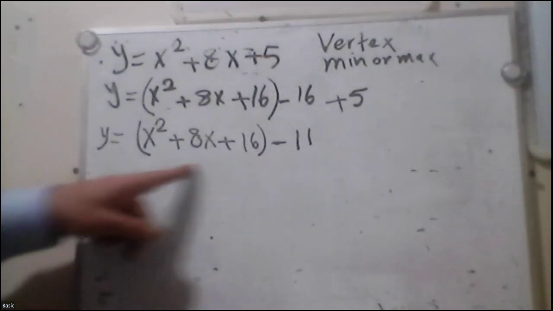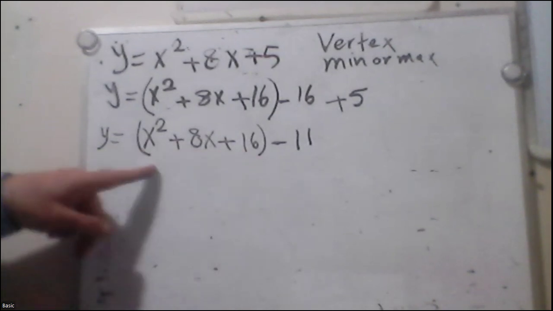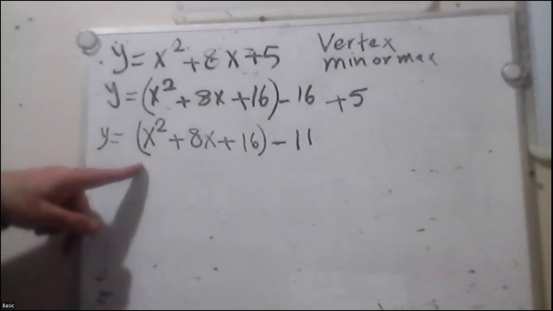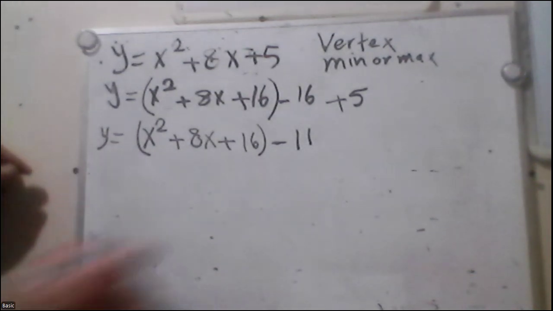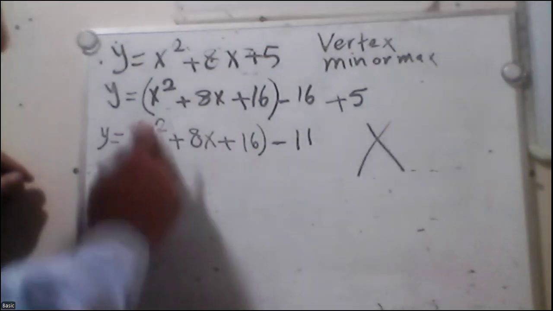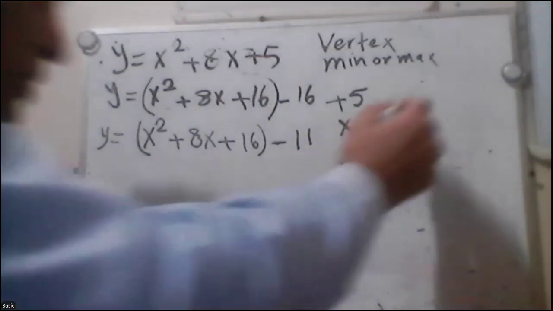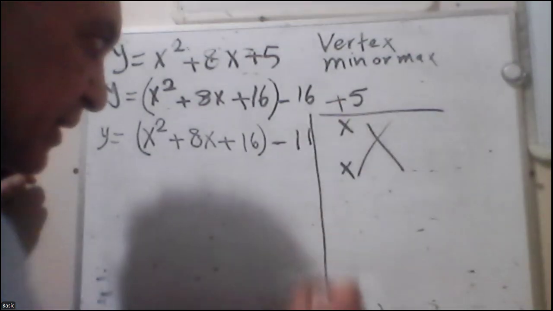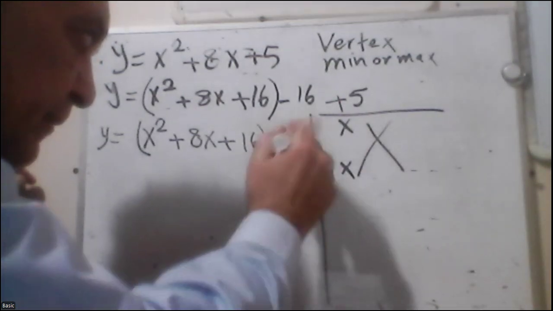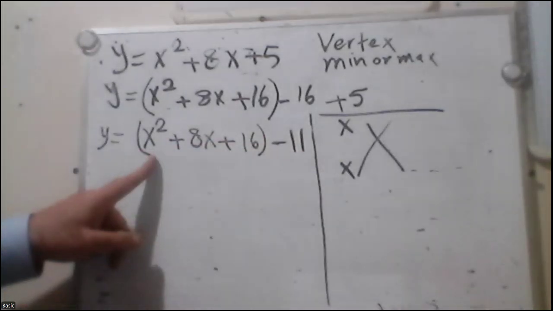Can you remember when we factor this? I will show you. Usually, we used to do it like this. x squared is x multiplied by x. You remember? We used to do this when we were in middle school. x and x will give me x squared.